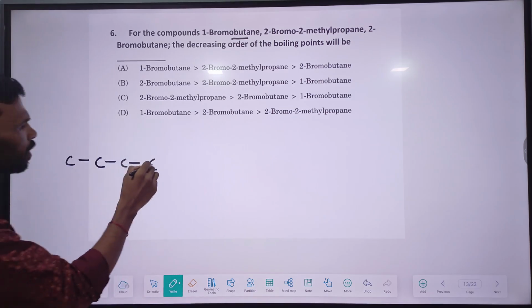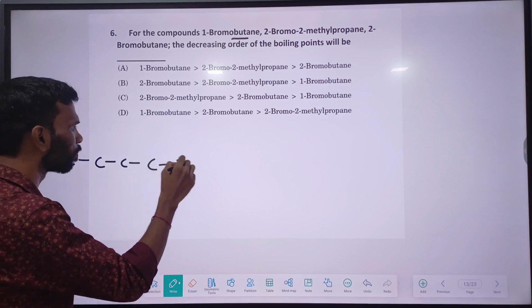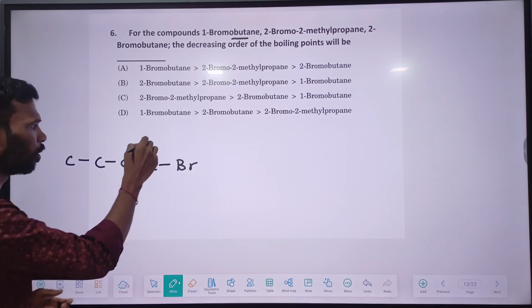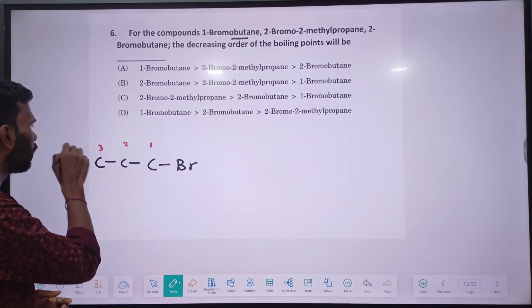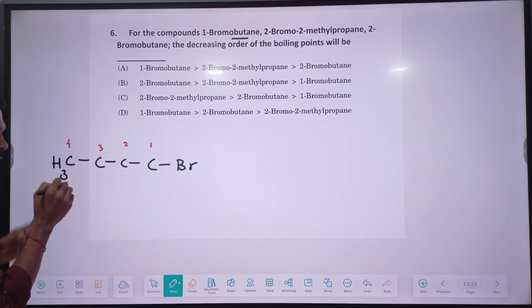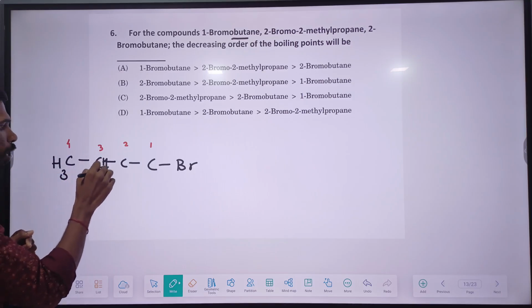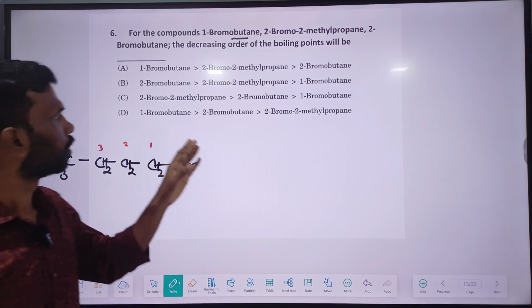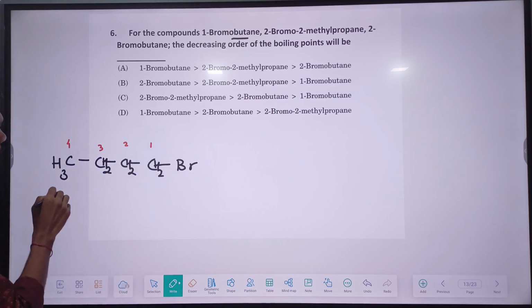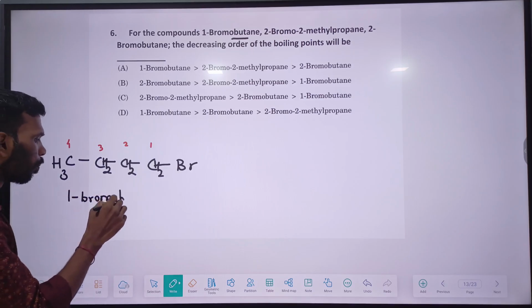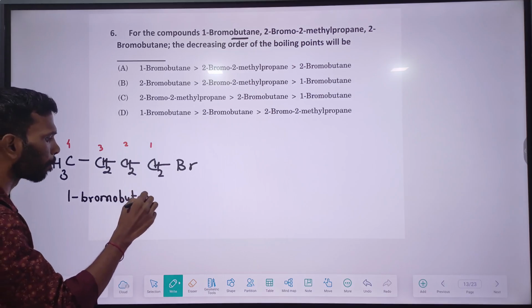So but means there are 1, 2, 3, 4 carbons on the parent chain. On the first carbon there is bromine. That's it. First carbon. I'll number this 1, 2, 3, 4. To satisfy the valency, I'll put CH3, 3 hydrogens. Over here I'll require 2, 2 and 2. This is the compound which I am writing, 1-bromobutane.